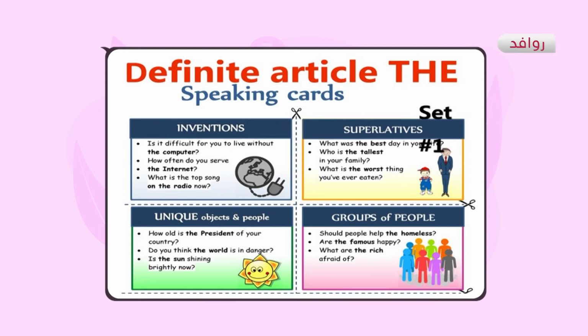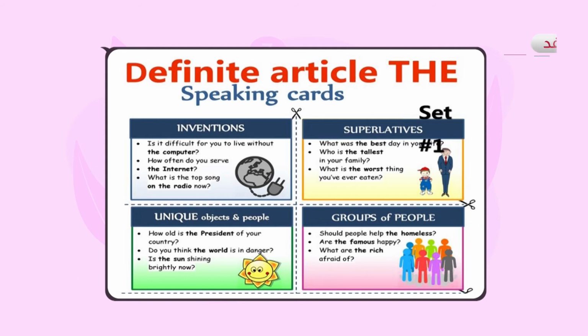We can also use the with unique objects. Like the example, do you think the world is in danger? Is the sun shining brightly now? استخدمنا the مع كلمة world، واستخدمناها أيضاً مع كلمة sun، لأنه لا يوجد سوى عالم واحد وشمس واحدة، ويمكن أيضاً أن نستخدمها مع كلمة the moon etc. We can also use the with the groups of people. نستخدمها أيضاً مع جماعات الناس like the homeless, the famous, the rich, etc.